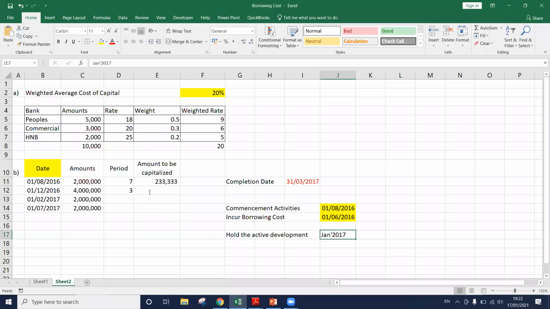So here, what should be the amount that needs to be capitalized out of 4 million? 20% is the weighted average cost of capital, right? We can capitalize 3 months of borrowing cost, 3 over 12, which is 200,000.